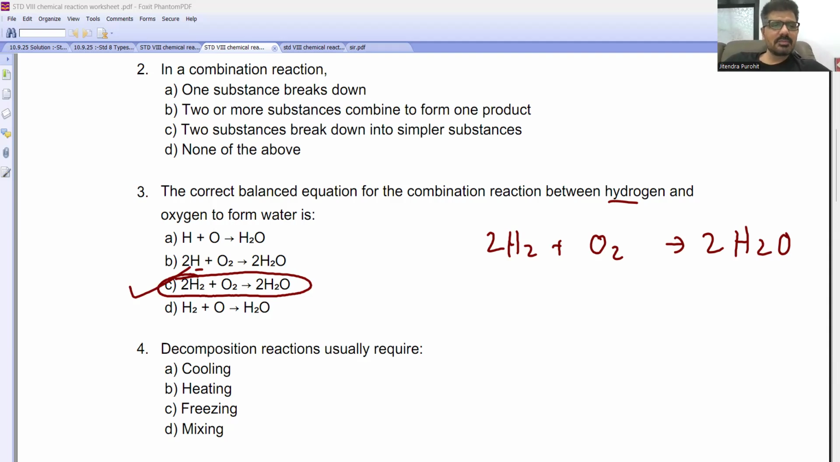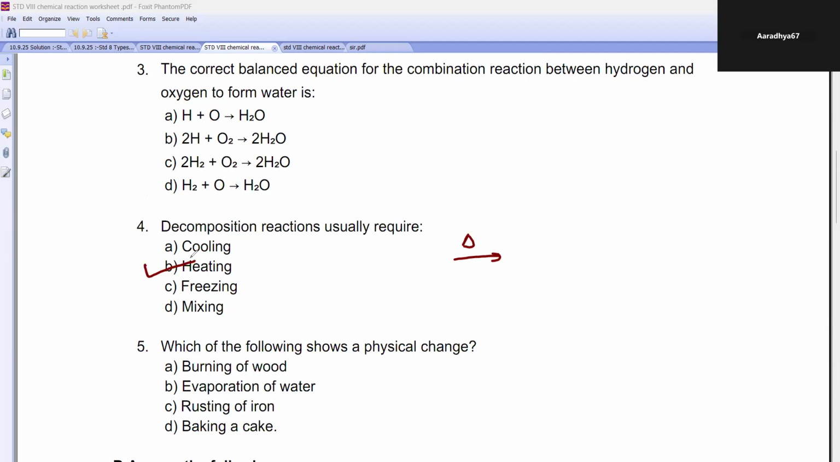Why? A decomposition, what does it require if I want to decompose? Remember, beta, we used to put that triangle, heat.